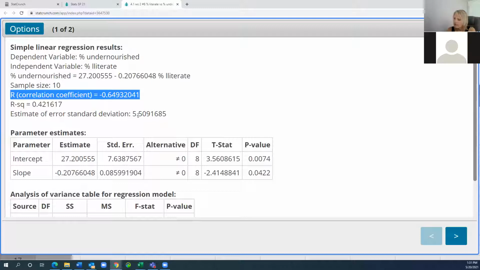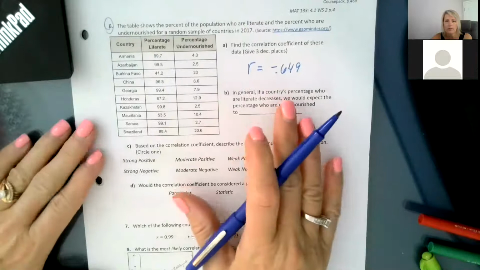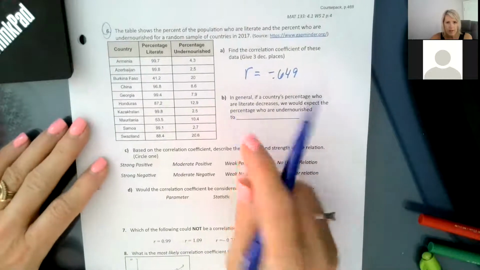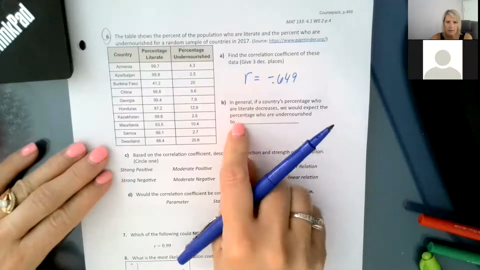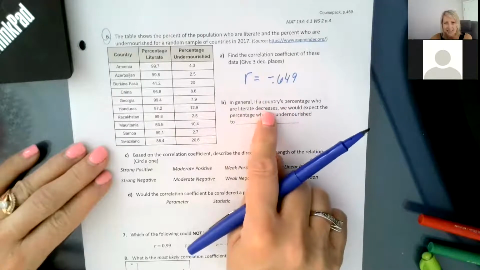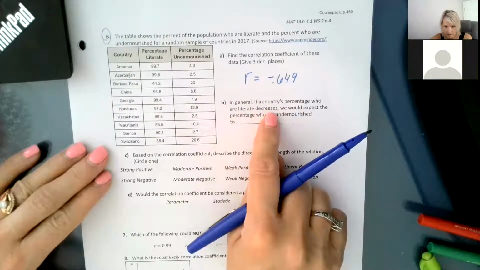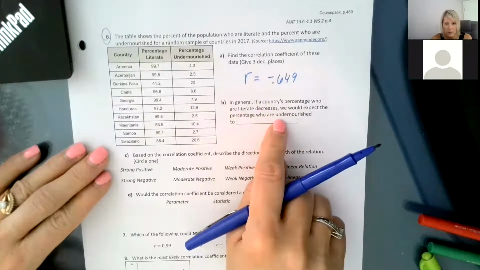And let's just leave this up for a minute, and I'm going to go back to my paper, because that's going to be everything we're going to finish up on this problem here. So we just needed that, and then we'll go back to that printout in StatCrunch. So the negative tells us something, right? B says, in general, if a country's percentage who are literate decreases, we would expect the percentage who are undernourished to what?